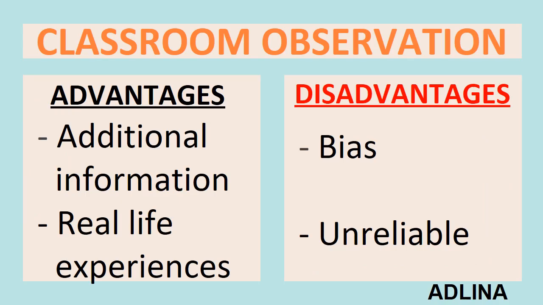The advantages, the first one is additional information. The observer can obtain additional information because the observer can observe the interaction between the teachers and the students to determine whether the teacher has established a good rapport with the students or not. Did the teacher treat the students with respect, or can they address questions effectively to the students? These are all additional information that the observer can gather from the observation.